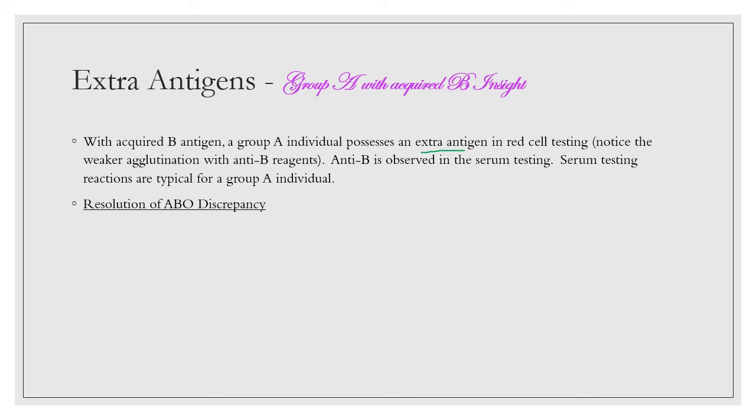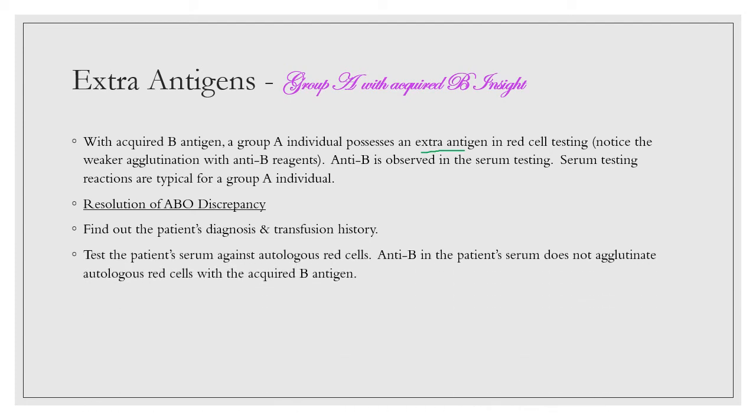How do you resolve the ABO discrepancy? Find out the patient's diagnosis. That's always going to be your first step. Test the patient's serum against autologous red cells. Anti-B in the patient's serum does not agglutinate. Here's the key: autologous red cells with the acquired B antigen.